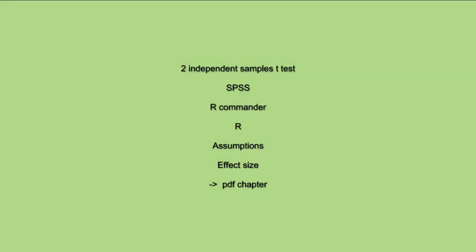So what have we done? We looked at how to carry out the independent two samples t-test using SPSS, R Commander, a graphical interface to R, and R itself. We haven't looked at the assumptions, which are very important. Again, look at the PDF, that's vitally important. Also, we haven't talked about effect size, which is equally important. Don't get hung up with the p-values, think of effect size as well. Look in the PDF chapter. That's about it. Bye.